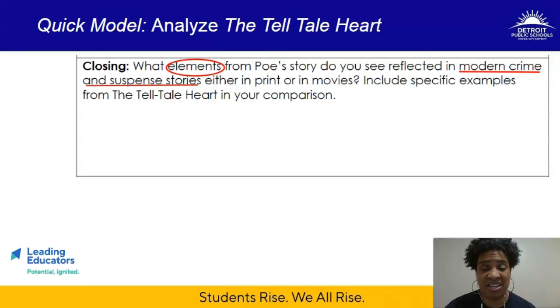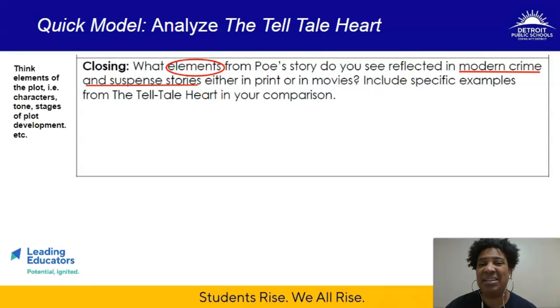So some things to focus on and to keep in mind as you're responding. Think elements of plot, right? So when I say elements, you can also insert the word characteristics, etc. So elements of plot, if you don't recall, they're the characters, tone, stages, plot development, all of those things, rising action, falling action, conflict resolution. Those are the elements, the essence of plot, how short stories are structured. So what types of elements of short story do you see in Poe, specifically related to crime and suspense, that you may have also seen and observed in crime stories that you either think about through television, movies, or in print, right?